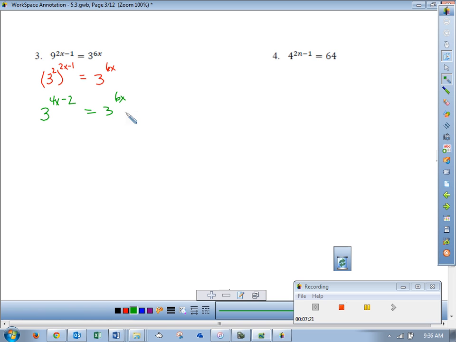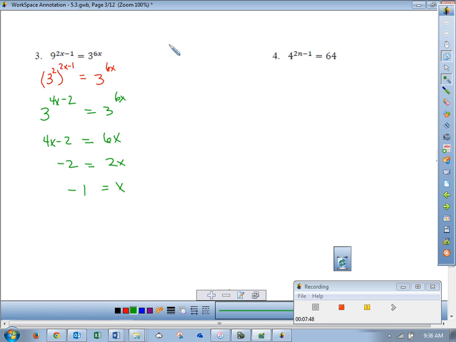Now that they're written as the same base, right, then you drop the bases and the exponents are equal to each other. Negative 2 equals negative 2x. X equals 1. My bad. Negative 2 equals negative 2x, so x equals negative 1.